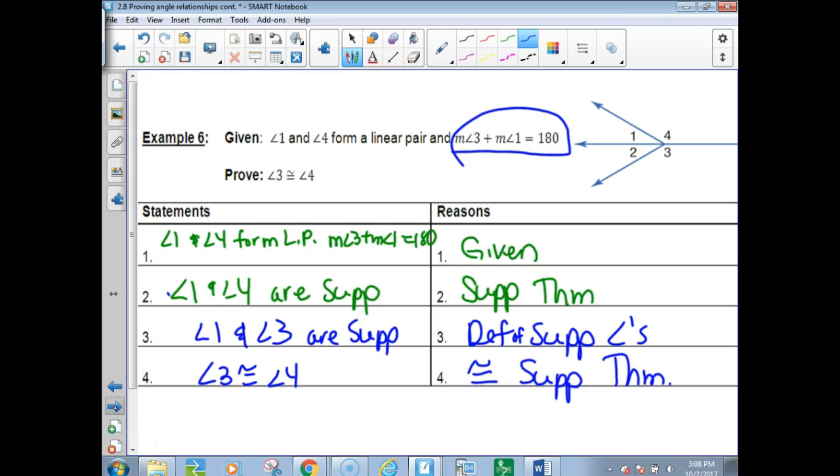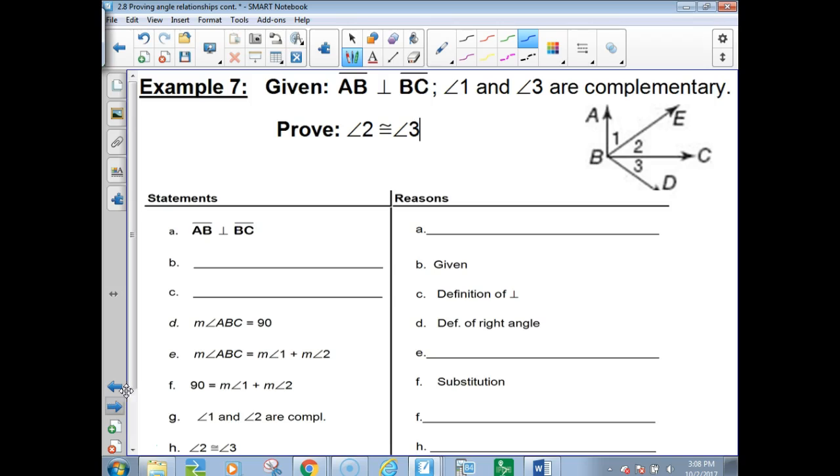Okay, now we're going to have to do one probably that has to do with complements. And it does. It says that AB is perpendicular to BC. That's given. And then we'll put in the next given, angle 1 and angle 3 are complementary, COMP. I don't know why sometimes they decide to put them all on one line and sometimes they don't.